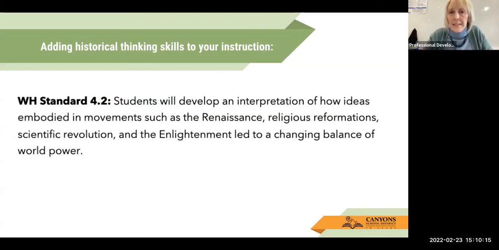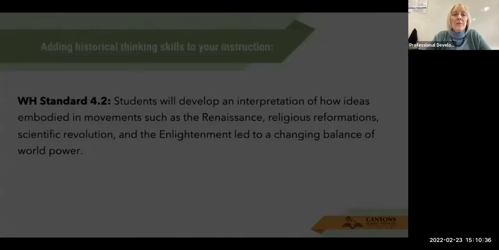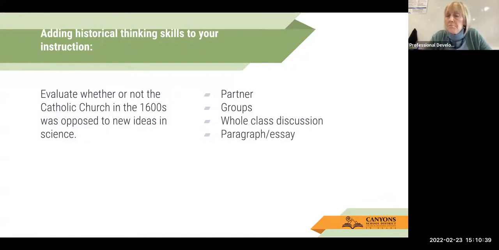So let's practice this. So adding historical thinking skills to your instruction, let's take a world history standard. Let's take standard 4.2. Students will develop an interpretation of how ideas embodied in movements such as the Renaissance, religious reformation, scientific revolution, and the Enlightenment led to a changing balance of world power. So let me give you a prompt. Let's evaluate whether or not the Catholic Church in the 1600s was opposed to new ideas in science.